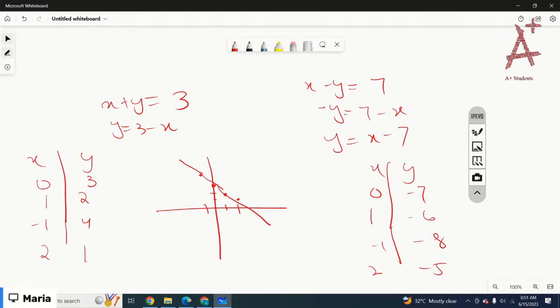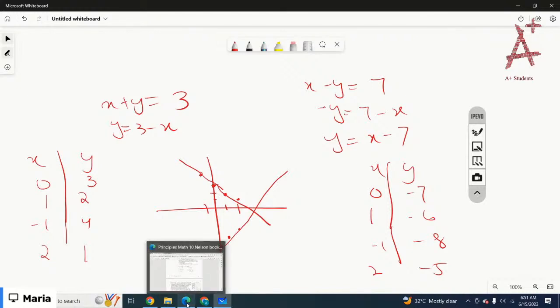Okay, the next is x equals 0, y is -7. It is somewhere here, a negative value. x is 1, y is -6. It would be over here. x is -1 and y is -8. Then x is 2, y is -5. Just join these points and find the intersection. It would be somewhere here. Let's just plot them on a graph and see what point it is.